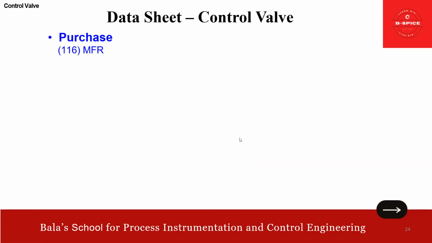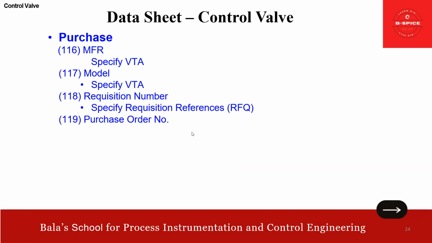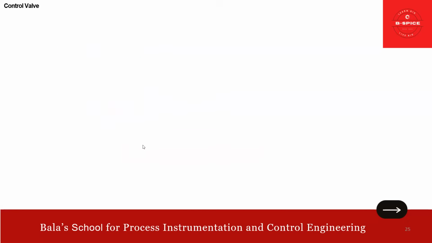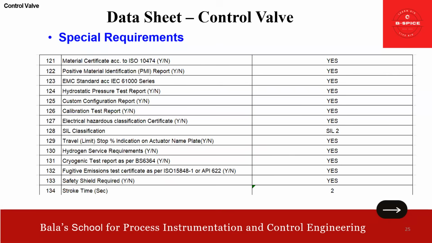Now we go with some miscellaneous things, purchase. So basically in the purchase, put manufacturer as VTA and model also VTA, requisition number also, of course, this is based on your requisition references and purchase order is based on the PO references. This is just a simple commercial thing. Then finally, the last but not the least, the special requirements, friends, is very, very important actually. Because normally we don't specify. If we don't specify, we will not get it. So better to specify.